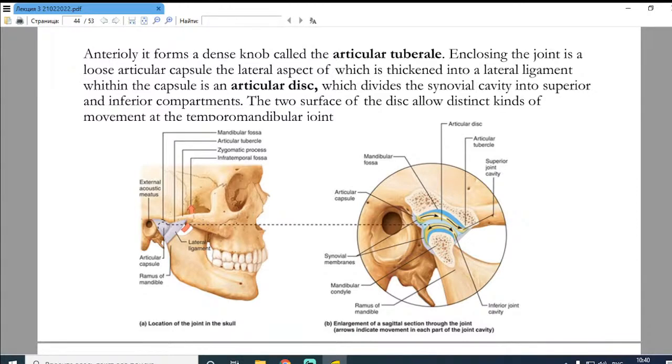capsule, the lateral aspect of which is thickened into the lateral ligament. Within the capsule is an articular disc, which divides the synovial cavity into superior and inferior compartments. The two surfaces of the disc allow distinct kinds of movement at the temporomandibular joint.